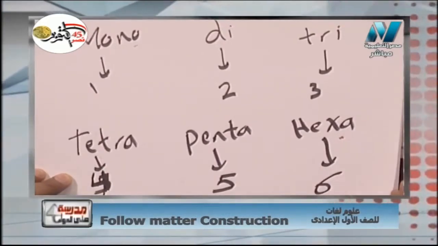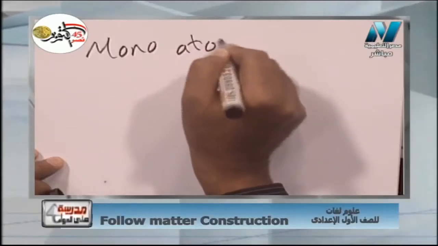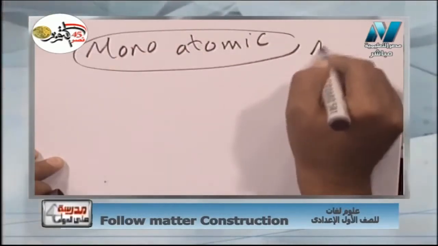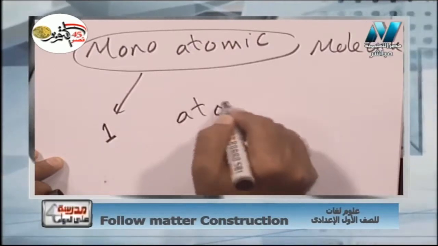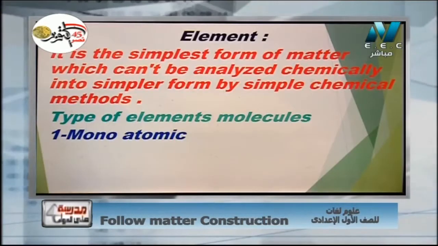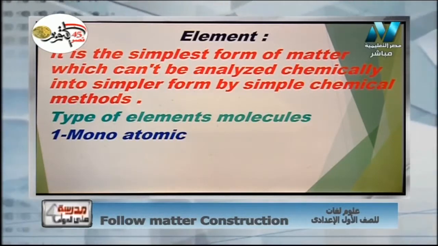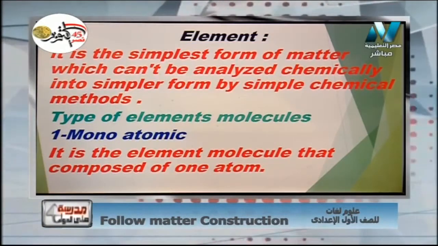So, what's meant by monoatomic? It means that this molecule consists of one. Mono means one. One what? One atom. First, we can see some elements whose molecule consists of just one atom. One atom means that it can't share, give, or lose electrons, as we are going to see next time, but it consists of just one atom. What's meant by monoatomic? It is the element molecule that is composed of just one atom.